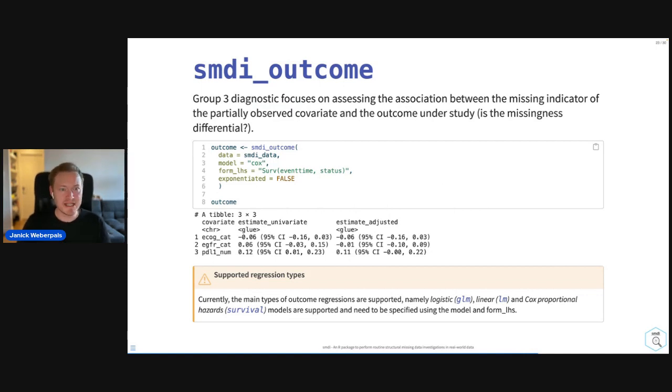And then lastly, the smdi outcome function essentially just fits an outcome model with the partially observed covariate as a binary covariate in your model. And currently, three main types of regressions are supported, namely logistic for binary outcomes, linear for continuous outcomes, and Cox proportional hazard regression for survival outcomes. And this just needs to be specified in the form's left-hand side parameter. And you can also choose a couple of other parameters, for example, if you want to have the output exponentiated, and so on and so forth.